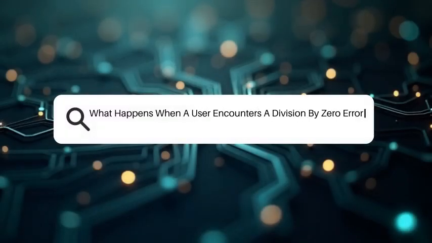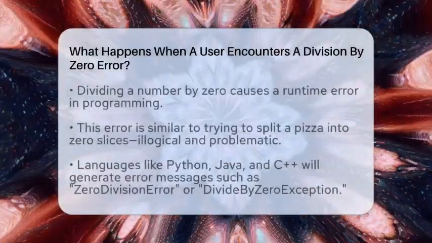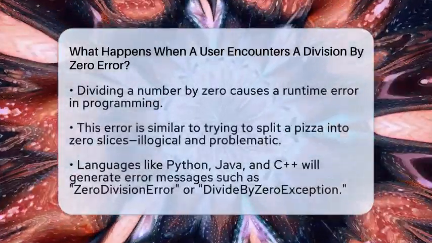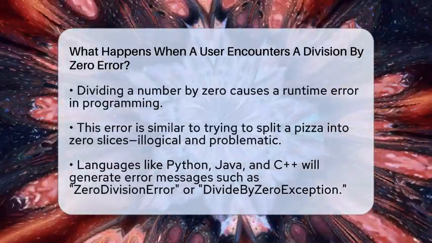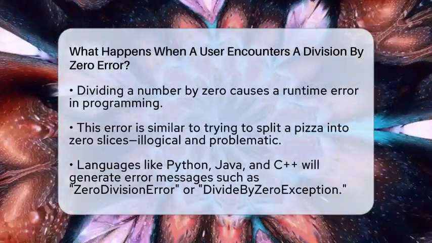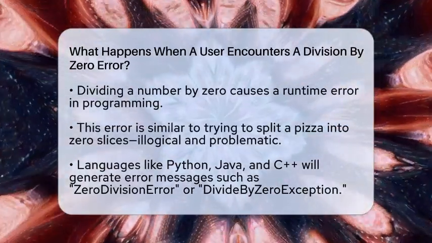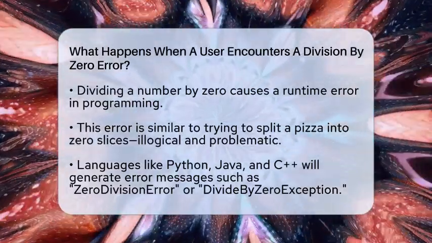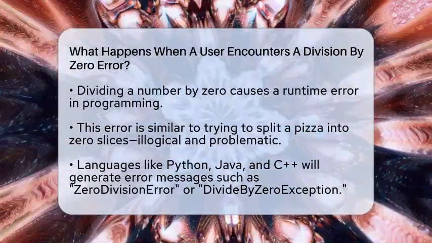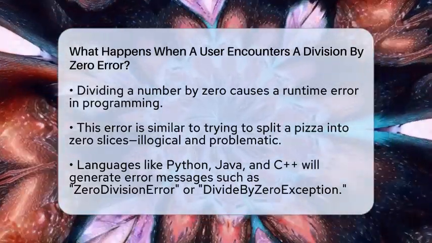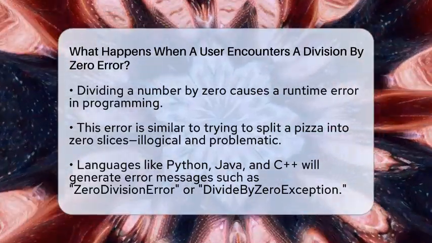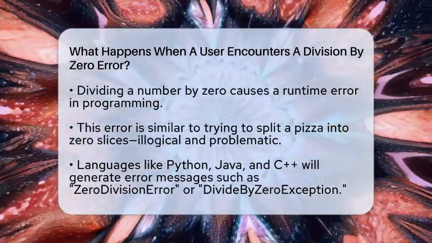What happens when a user encounters a division by zero error? Imagine trying to split a pizza into 0 slices. That just doesn't make sense, right? Well, in programming, dividing a number by 0 causes a similar problem. When a user runs a program and the code tries to divide a value by 0, a runtime error occurs. This is called a division by 0 error, and it can stop the program in its tracks.